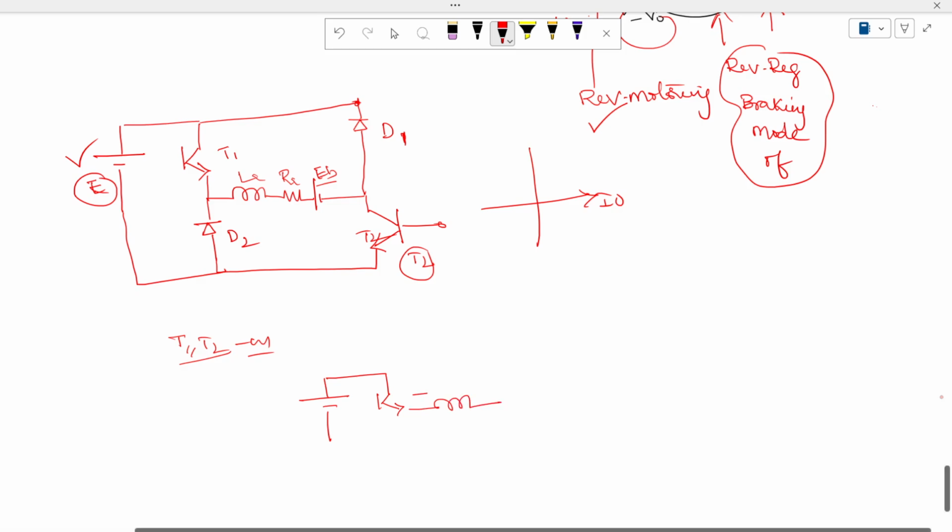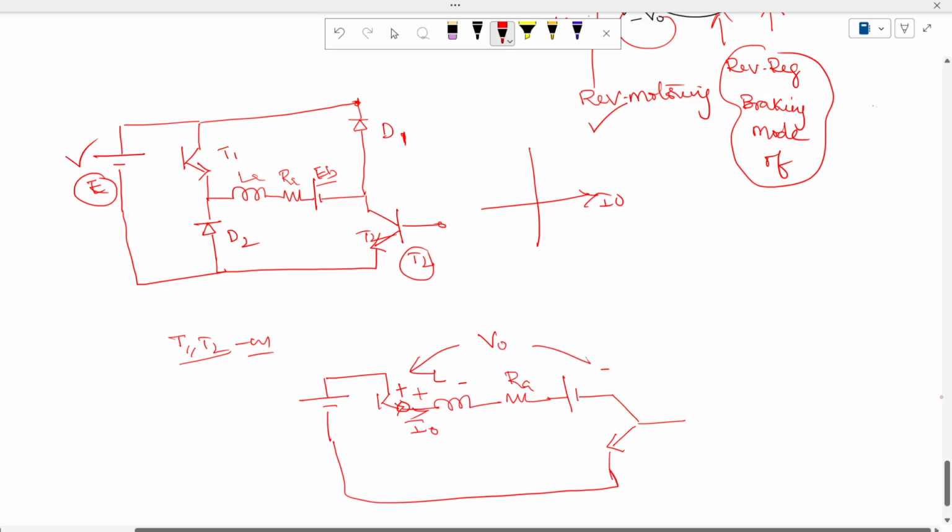The inductor gets charged with the terminals positive, negative, and it has a resistance of Ra, and a back EMF is also induced, and the current flows across the transistor T2 and tries to form the closed path. So here the inductor is charged with this polarity, and I'm labeling this current as I0. Now as I0 is flowing here, the induced voltage is nothing but V0, the output voltage.